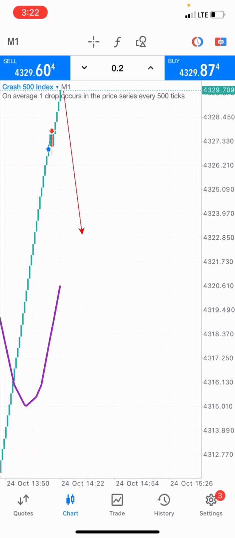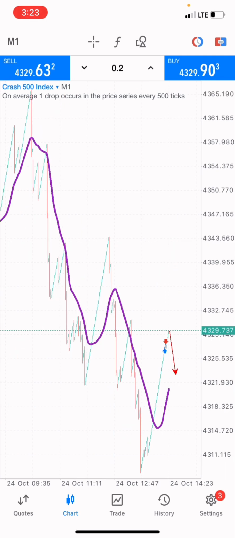So I'm going to share with you a strategy that you can use to multiply your earnings on this crash market and grow your smaller account.